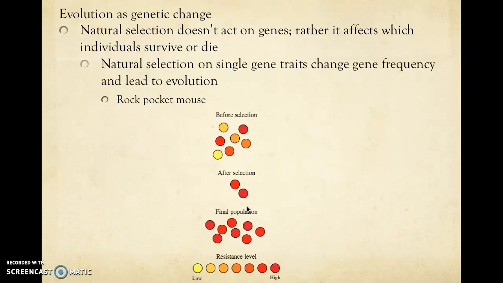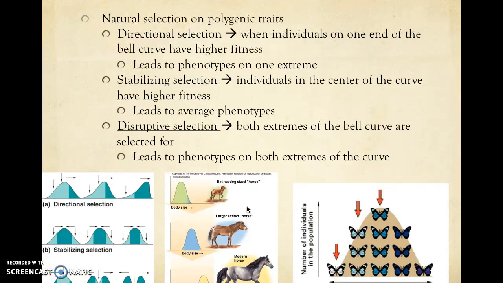So if we think about the rock pocket mouse, we have that black mutation show up on the lava rock, and then we see evolution really push the population towards all black colored mice. Same thing in the antibiotic resistance lab. In a polygenic trait, you can have three things happen.